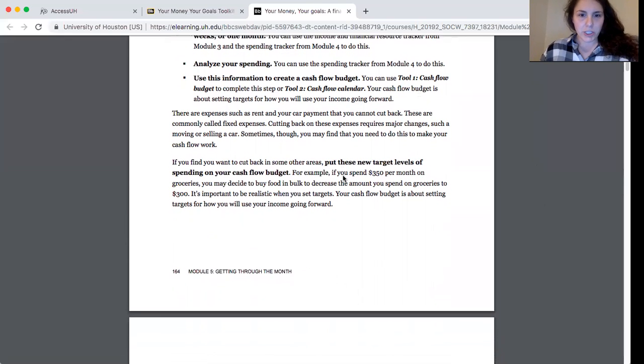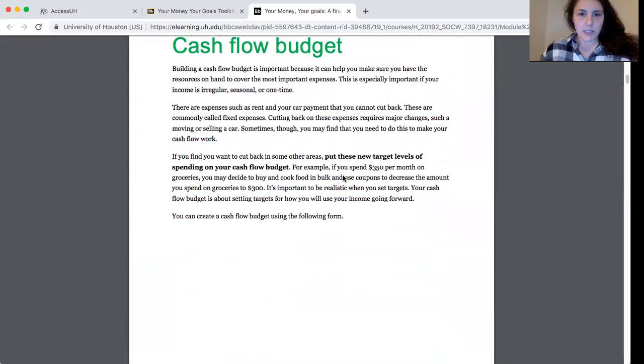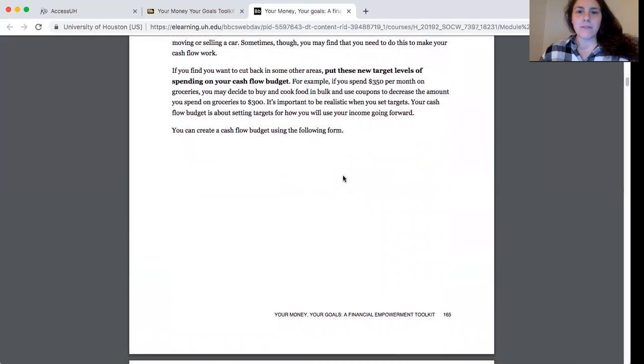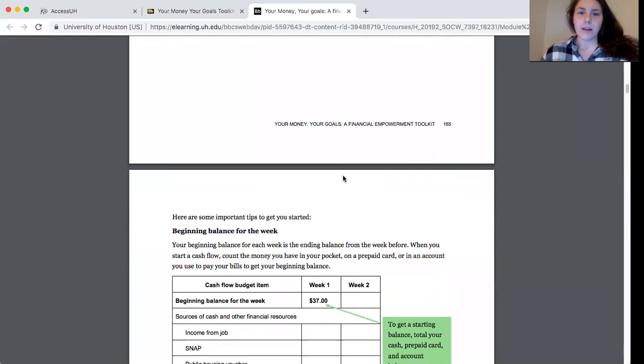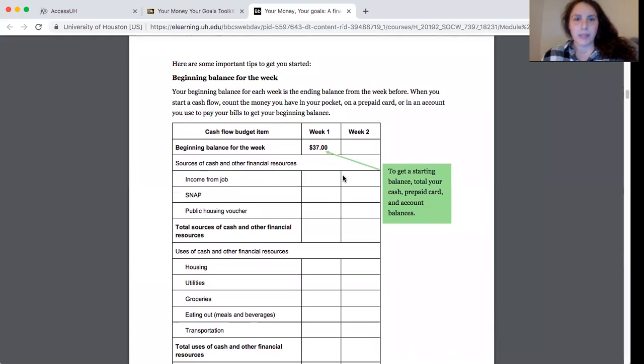So let's go over the worksheet. Again, this is just talking about why this is a great tool and how I can rearrange my money if need be based on a varied income. So, okay, this is the worksheet that I'm going to be explaining. So the cash flow budget item.